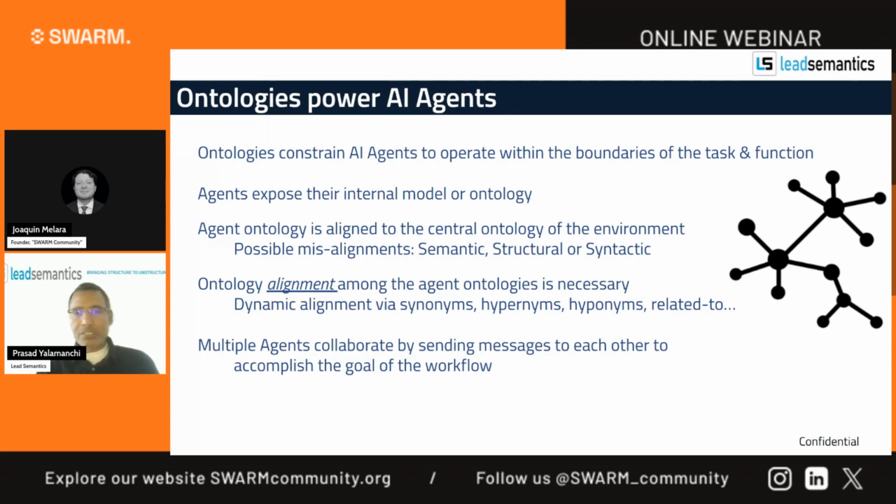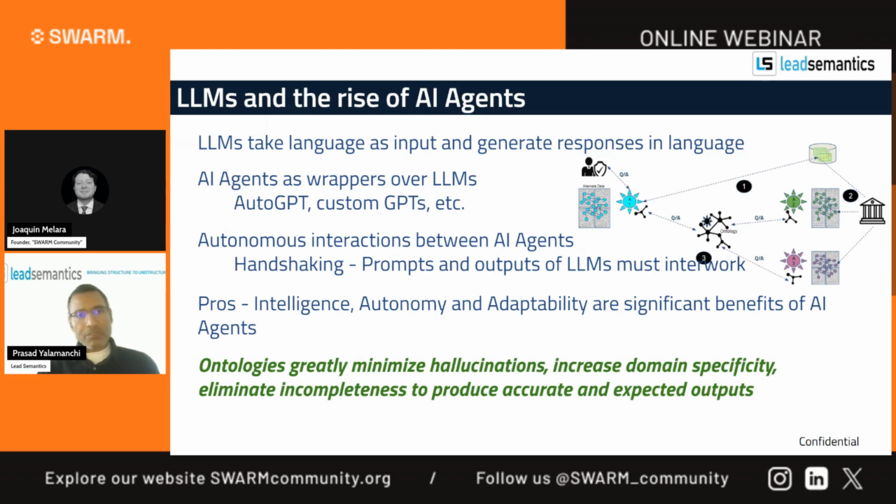And of course, these multiple agents collaborate by sending messages to each other to accomplish the goal of a workflow. In this case, we are talking about AI agents, not necessarily the old world agents. And this is where, with LLMs prominent and prevalent everywhere, the rise of AI agents is at hand. LLMs, which are generative AI artifacts, these big language models, take language as input and generate language as responses. And so, much as humans do, they understand language and produce output as language.